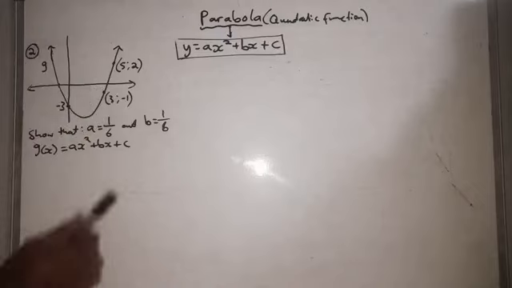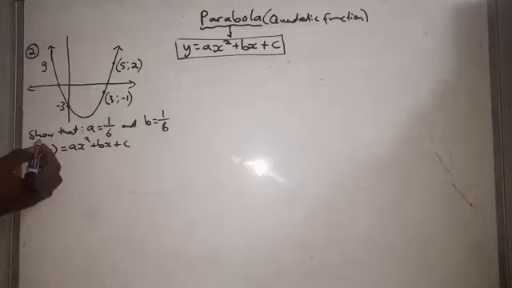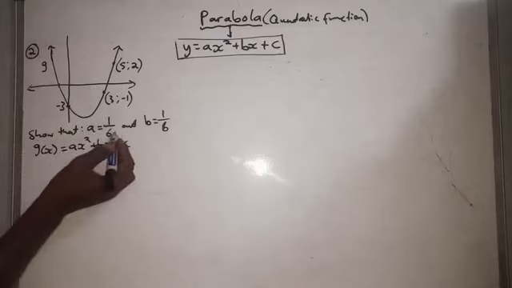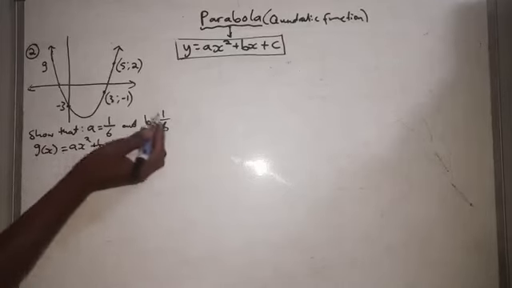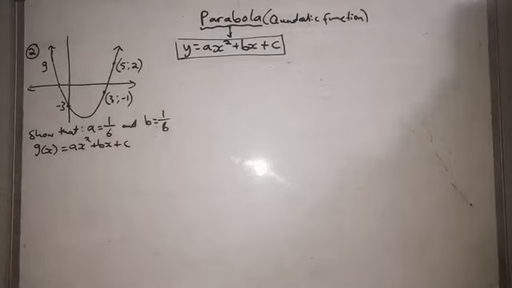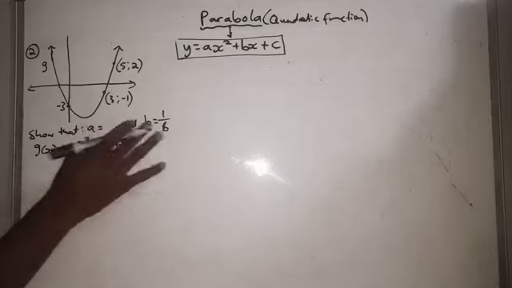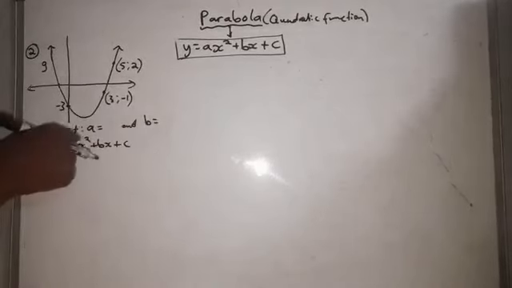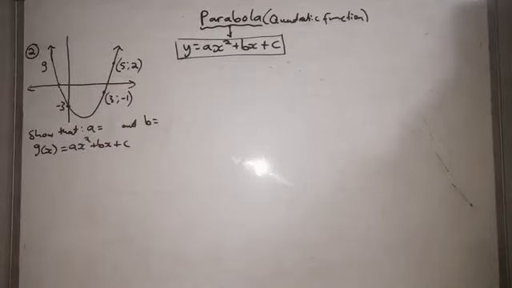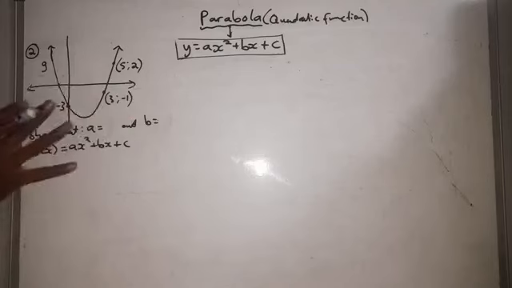Anyways, in this question, they'll show that a equals 1 over 6, b equals 1 over 6 as well. They're not telling you to use these values, so do not use these values. You might as well wipe them out like this, then pretend as if you don't know them, you have to find them. And I told you in the previous video that it's all about determining the equation of the graph.